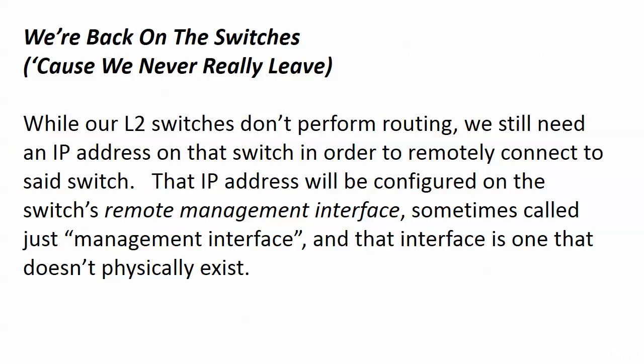With our layer 2 switches, we know that they don't perform routing. They switch and that's all they do, but we still need a layer 3 address on a layer 2 switch. And the reason we need that is in case we want to remotely connect to said switch. We want to configure it without actually having to go to the switch, connect to the console port, etc. It's a lot easier to do remote connections. It's a lot more efficient use of your time. So we're going to configure this IP address on something called the Remote Management Interface. Sounds complicated, believe me, it is not.